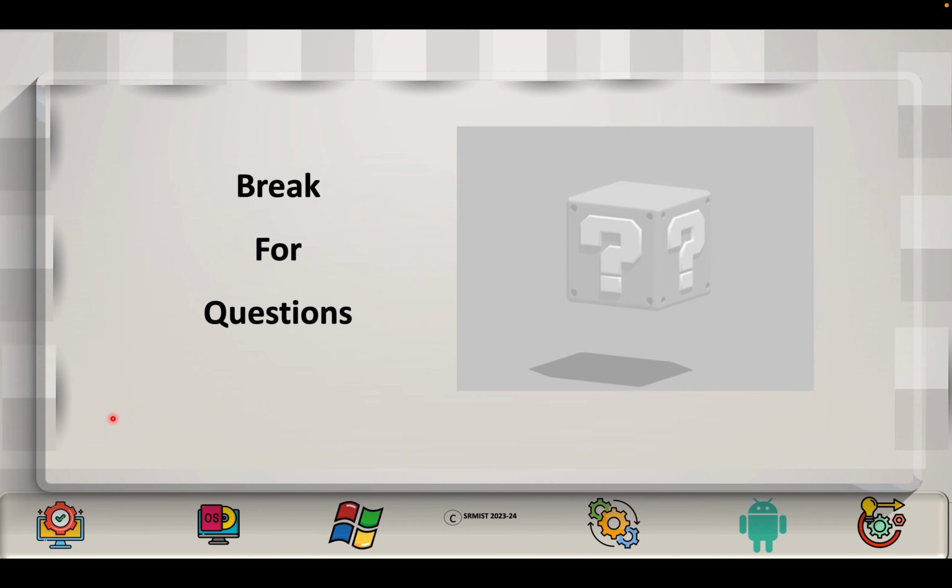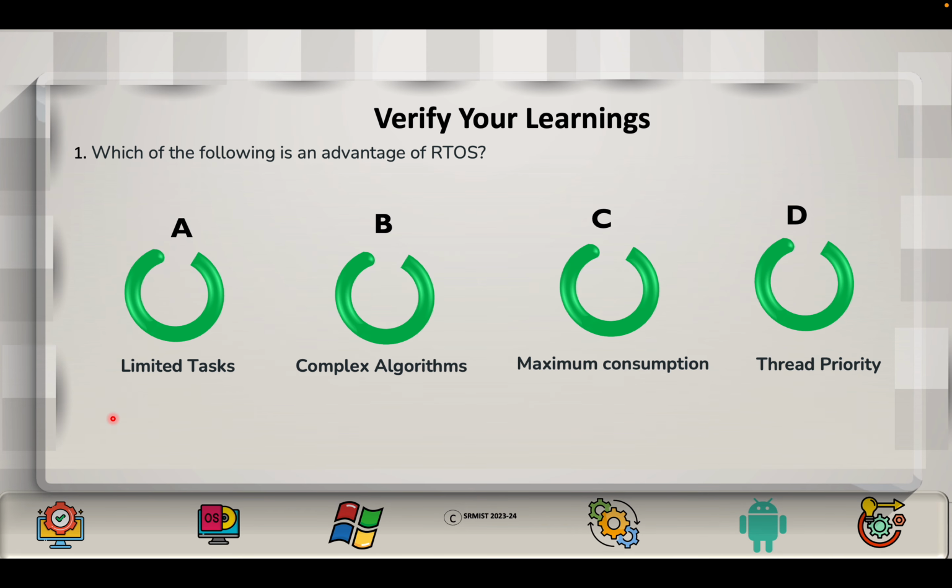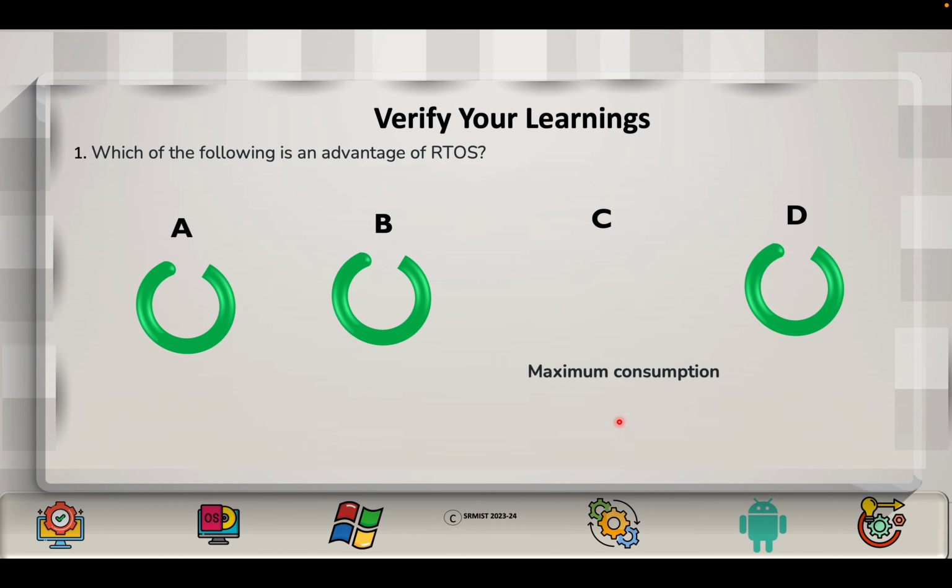Break for questions. Let's examine the understanding with some questions. Which of the following is an advantage of RTOS? A, limited task; B, complex algorithm; C, maximum consumption; D, thread priority. Among these, maximum consumption is the answer. So the answer to this question is C, maximum consumption.